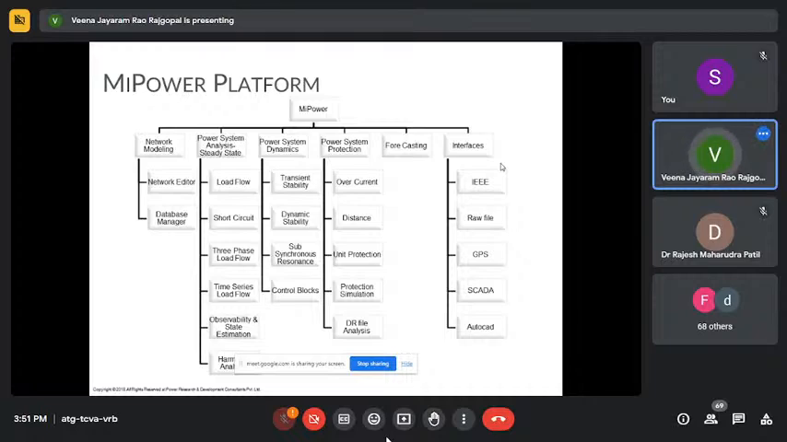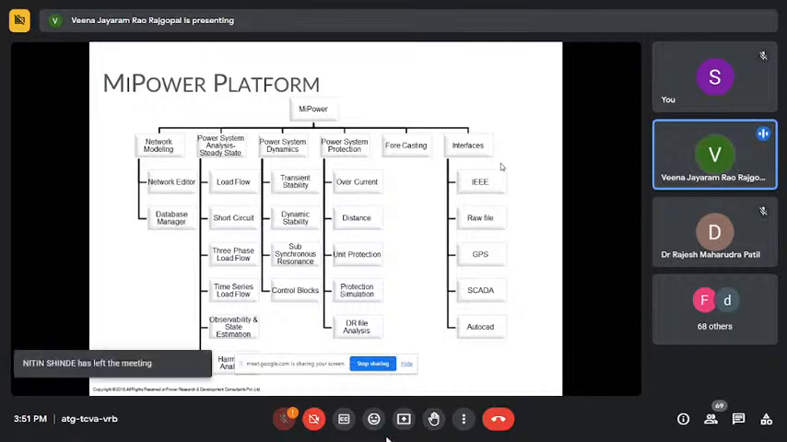For example, when we talk about the all India network, POSOCO gives the raw files. That is one interface file kind of thing. So the all India network can be built in just a few seconds, a few clicks, and you'll be able to get a complete network of whatever files are available. That is what I mean when I say interfaces. So we can import directly from the raw files, that is PSSE output generated files, and then IEEE, GPS, SCADA, and also from AutoCAD.